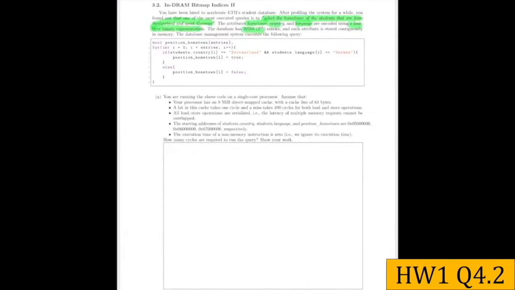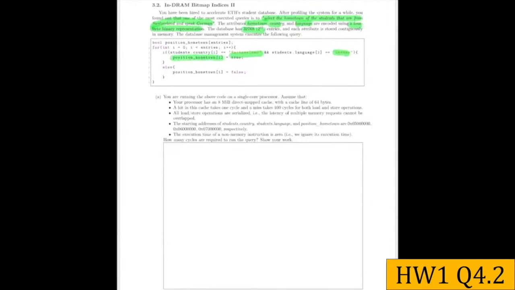So the database executes the following query, as it said. It checks if the student is from Switzerland and if the language is German, and if it's true, it assigns true to the position in the hometown array, and if it's false, it assigns false to the position in the hometown array.